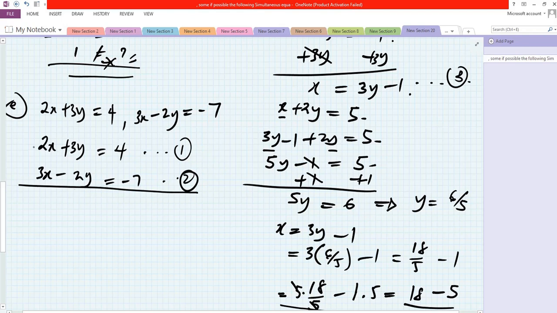Now, in order to eliminate x from both equations, what we're going to do next is multiply equation 1 with the coefficient of x from equation 2. So we multiply x with this. For this, we multiply equation 2 with this one here.